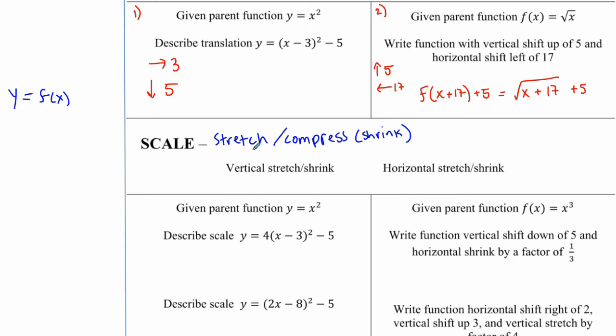So if I'm thinking about a vertical shrink, what I'm doing is multiplying my y value. So I'm multiplying some constant a times f of x. Whereas with a horizontal shrink, that multiplication is happening inside the parentheses. So vertical shrink happens outside the parentheses, horizontal shrink happens inside the parentheses. Stretch or shrink, I'm sorry. We have a word for a. We call this the scale factor.